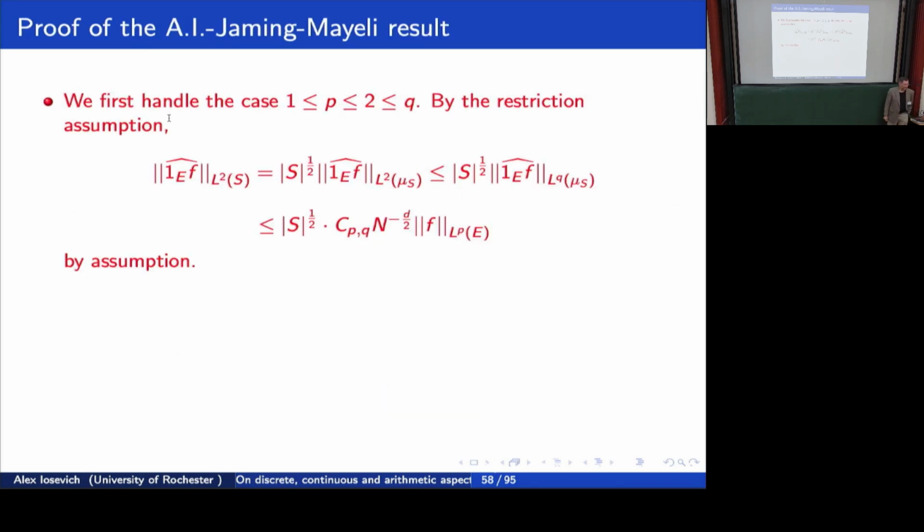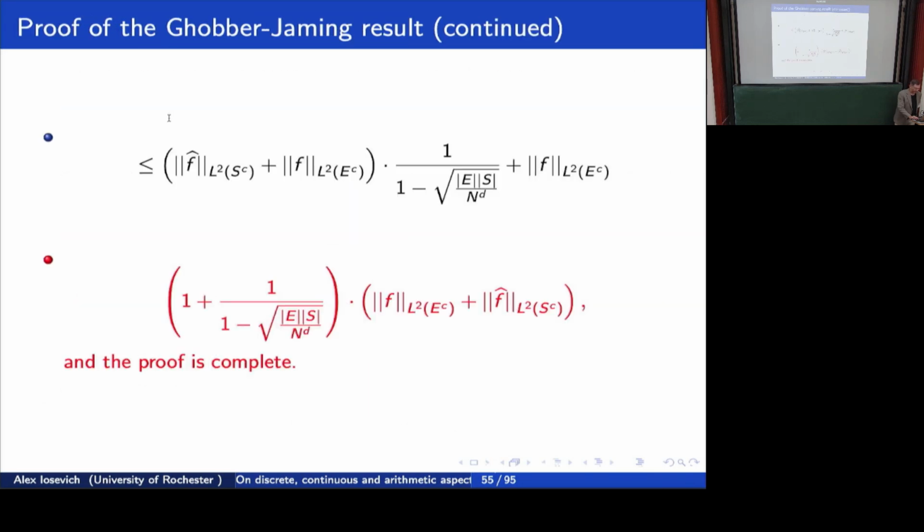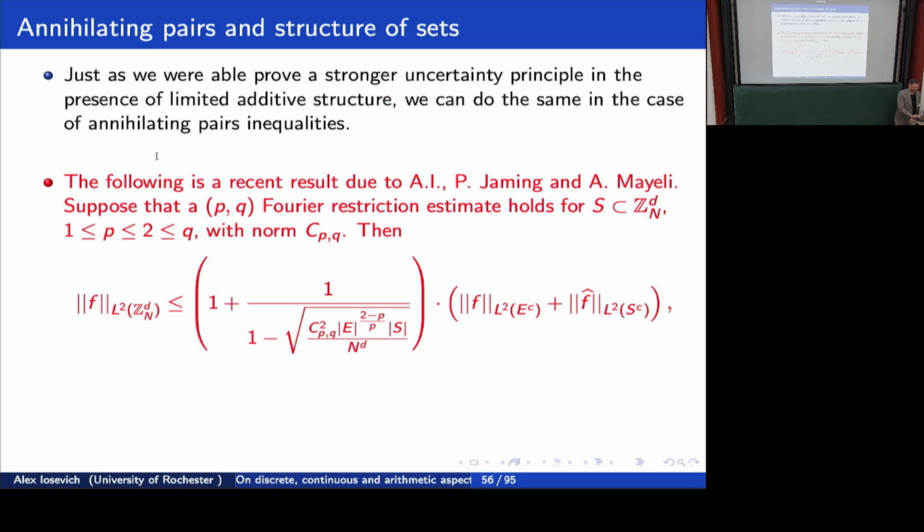Okay. So let me go ahead and go through the first result with Gemung and Mayeli, and let me remind you what it says. So this is where the L2 norm is, again, bounded by the constant times the usual quantity, L2 norm of F outside of E plus L2 norm of the Fourier transform outside of S. And in these types of results, the constant is of the form 1 plus 1 over the quantity, and here you have 1 minus. And the point is this quantity needs to be positive, which leads to that condition below.